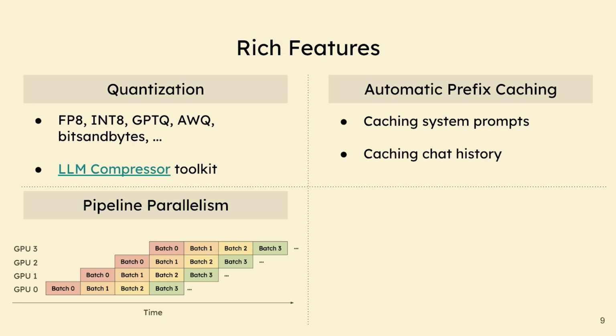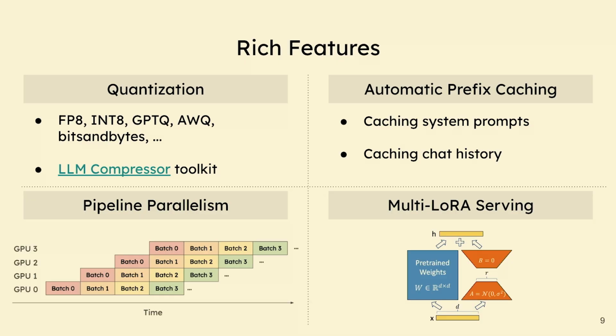We also support pipeline parallelism. Pipeline parallelism is important when the model is too big to fit in a single node, or you want to serve models with PCIe connected instances such as L4. And lastly, we also support multi-LoRA serving. So you can serve multiple LoRA adapters in vLLM. We can load those adapters to the GPU memory dynamically.